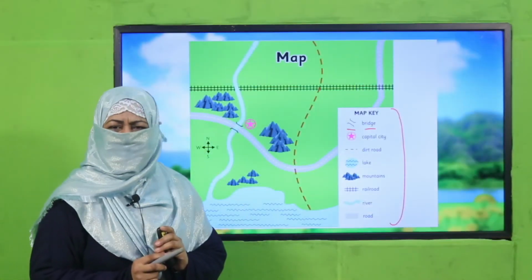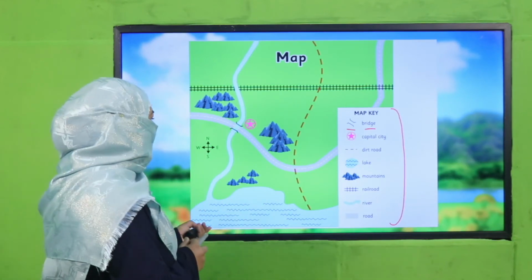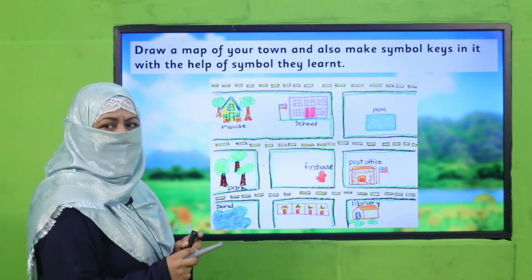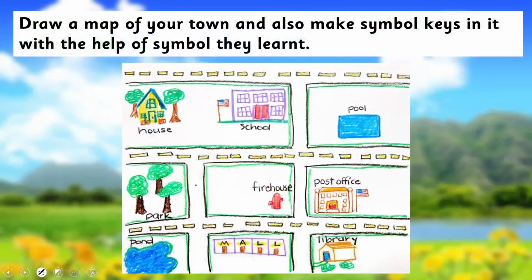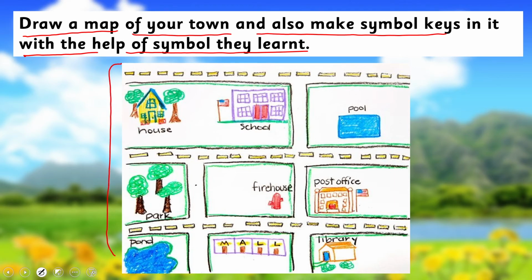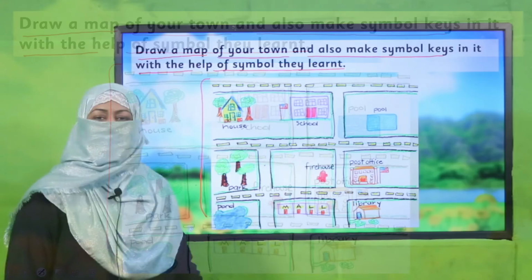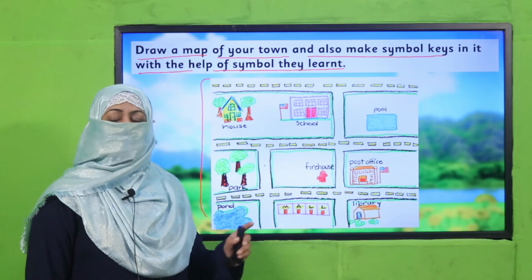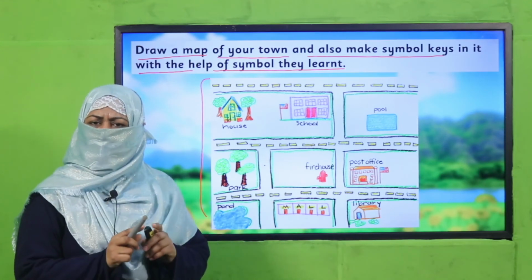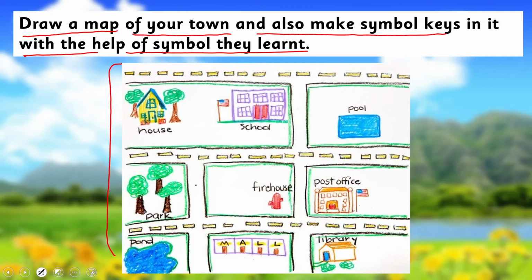Yes, my dear children, are you done with it? Good job. So it's time to practice in your notebook, and what you will do, you will draw a map of your town and also make a symbol key in it for the symbols that represent, okay? For example, it is a map drawn by a student, so you will make a map of your town. Pause the video, make a beautiful map in your notebooks and then come back.